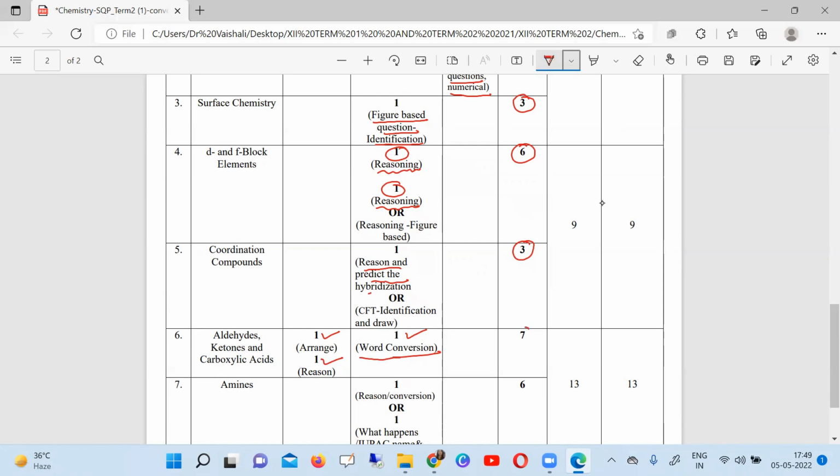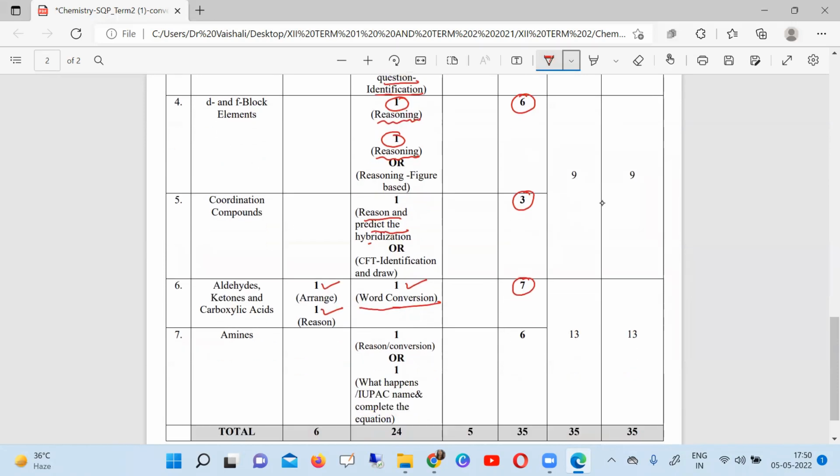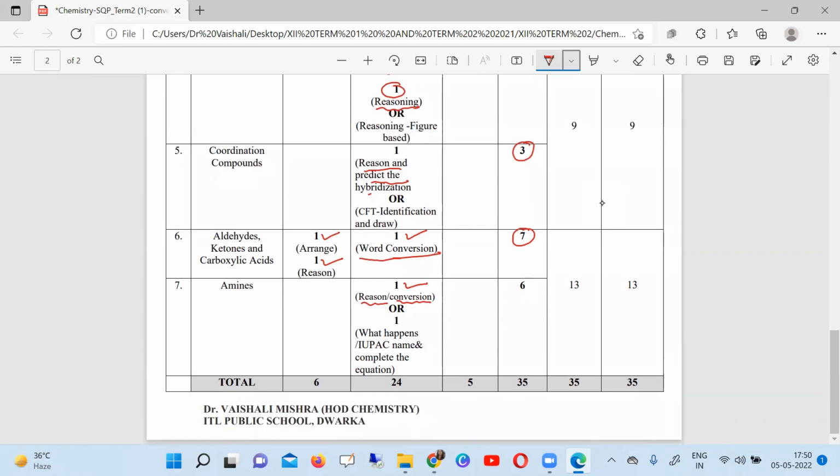So the total weightage of this chapter is coming 7 marks. And the last chapter of term 2, that is the amines chapter, there are again 2 questions. 1 question of 3 marks, where it is based on reasoning and conversion. Both are mixed there, and it has 1 internal choice.